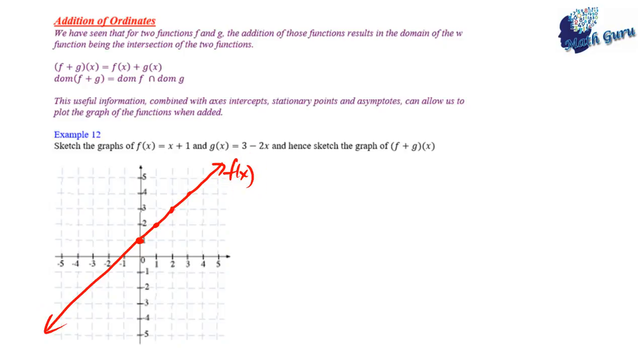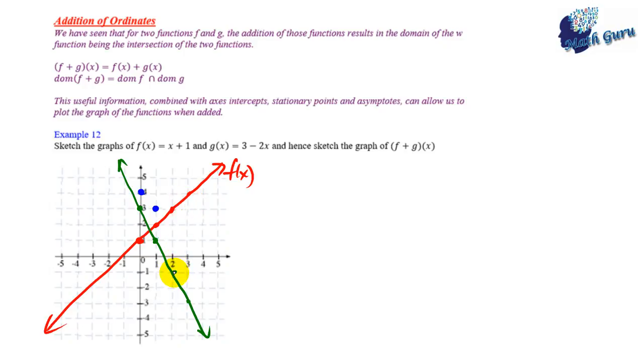g of x, let's do that in green, it's 3 minus 2x, so it goes through 3, and it's got a gradient of negative 2, so I've got to move down 2 as I go across 1, down 2 as I go across 1, down 2 as I go across 1. So that graph is going to look something like that. Now, if we add the y values together, let's have a look here. Firstly, I've got 1 and I've got 3. What's 1 plus 3? It's 4. Next here, I've got 1 and I've got 2. What's 1 plus 2? It's 3.